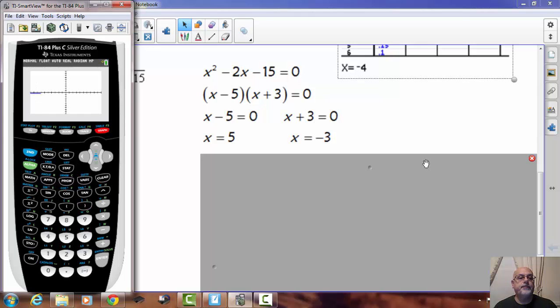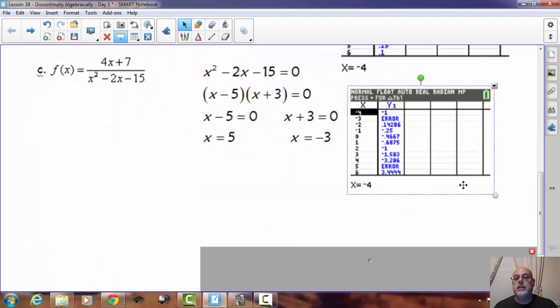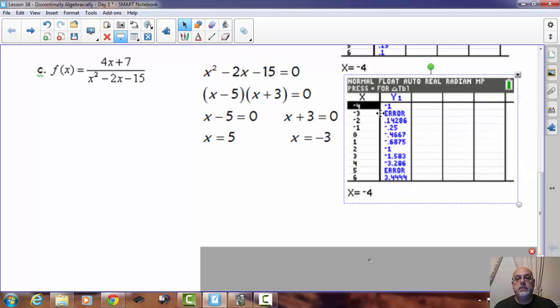Now the graph. You have to show the graph. But as you can see, it looks like from the graph we're going to get some holes in the function. So let's check out the table of values, and bring this one forth. And if you look at this, when x is negative 3, you have an error. And when x is 5, you have an error. So these are the 2 points of discontinuity on the graph.